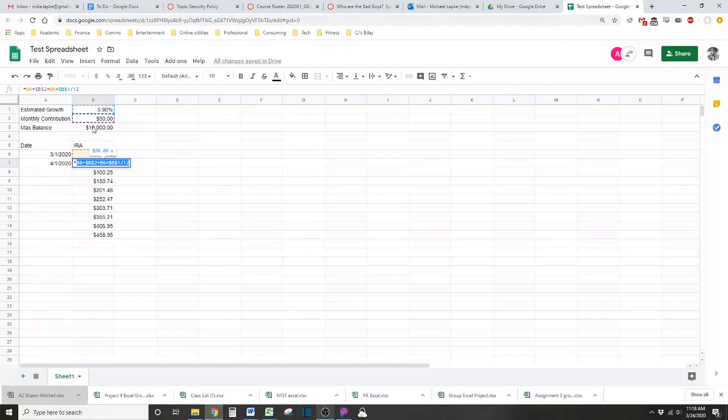So you would say if the entire formula is greater than or equal to the cell with the max balance, which in this case is B3, then you would have the formula but without the contribution added. Otherwise, you'd have the formula with the contribution added. So this is what we're talking about at this point.